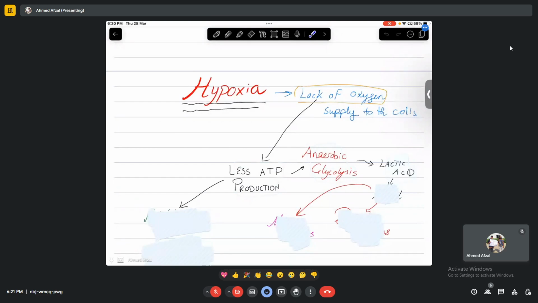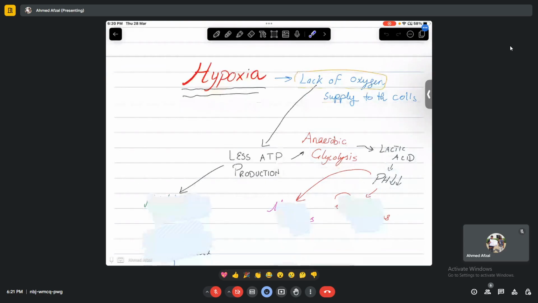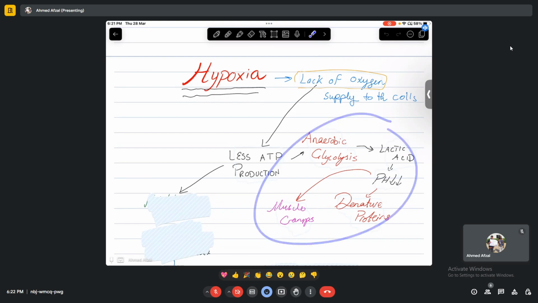Lactic, yay. So lactic acid is an acid. An acid decreases the pH. And when pH decreases, that means you're altering the normal state of the cell. And when you do that, the cell feels bad and it denatures the proteins and also causes muscle cramps. Okay? That's one aspect of having less ATP, this portion. I hope it was clear.